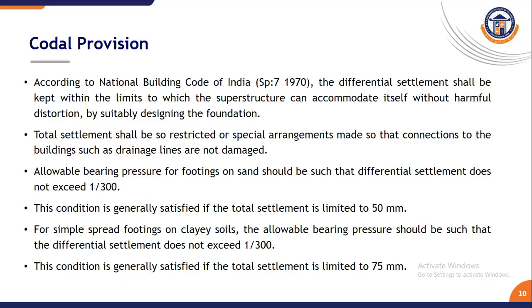Next thing is the codal provision. Here, according to National Building Code of India SP 7 1970, the differential settlement shall be kept within the limit to which the superstructure can accommodate itself. The total settlement shall be so restricted. After that, these limits depend on soil type and foundation system. Here the condition is generally satisfied if the total settlement is limited to 50 mm, and this condition is also generally satisfied if the total settlement is limited to 75 mm.